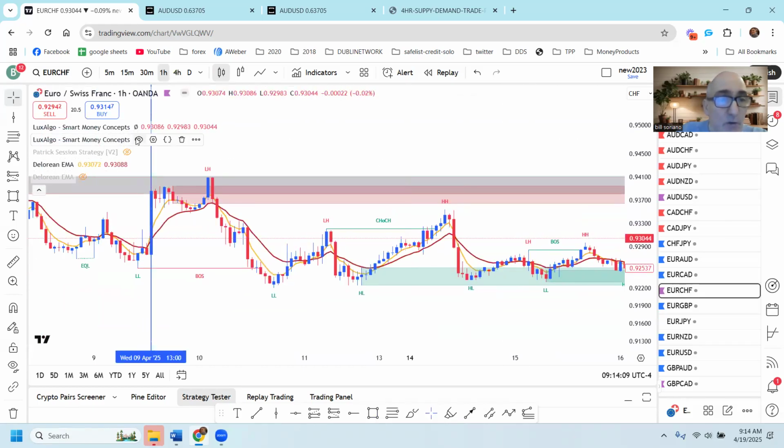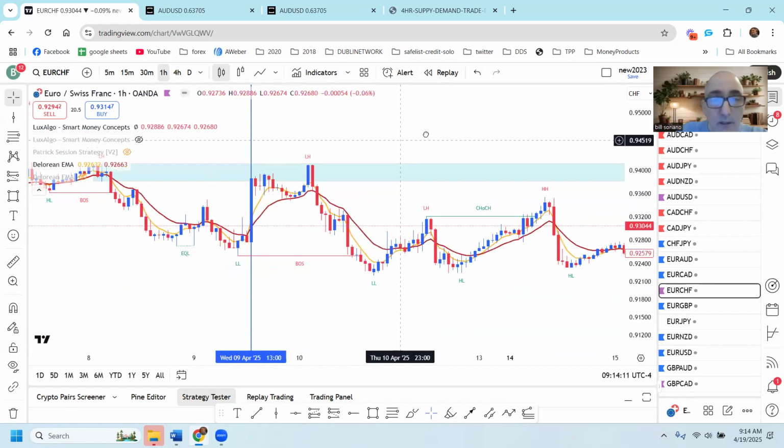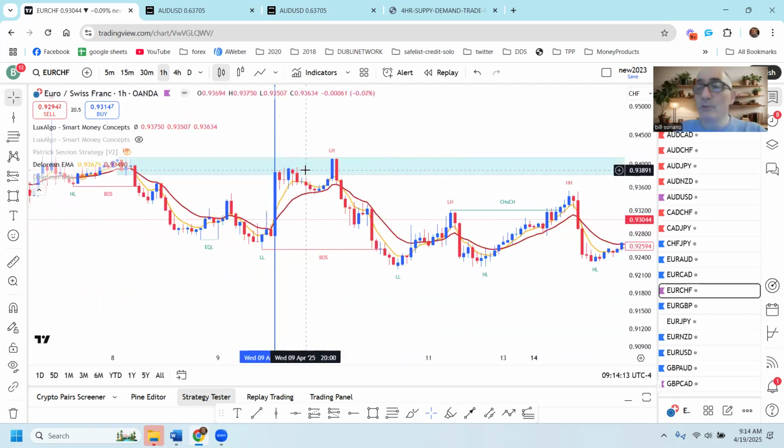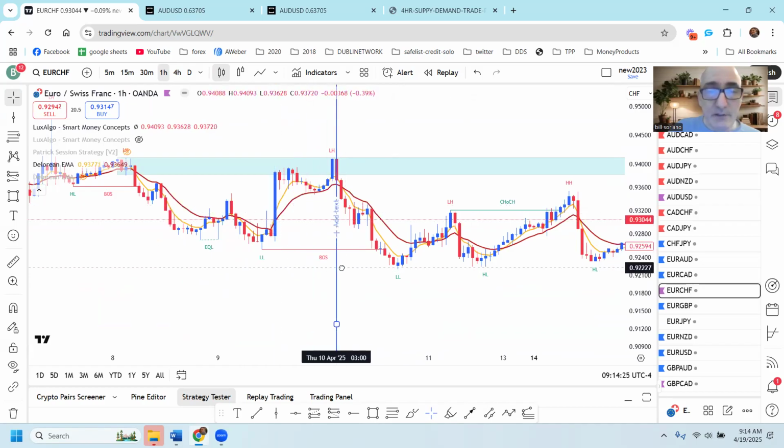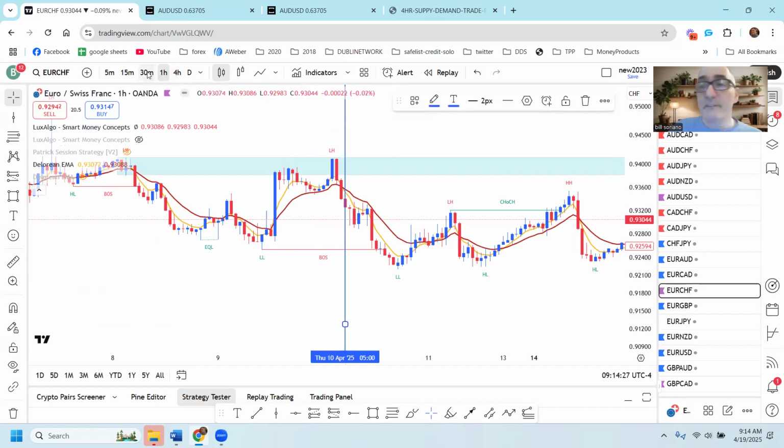Let's shut this all off for right now. Price comes into the zone. So what are we looking for? We're looking for that sell shift where the yellow EMA crosses and closes below the red. We get that right here. Okay. So now if we move the line to right here, we need to drop down to the 30-minute.